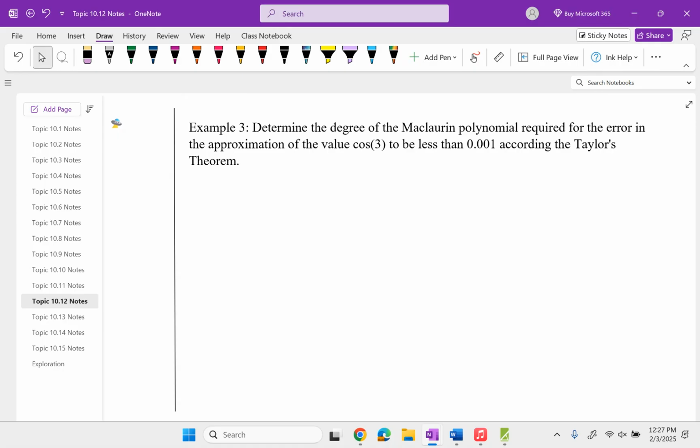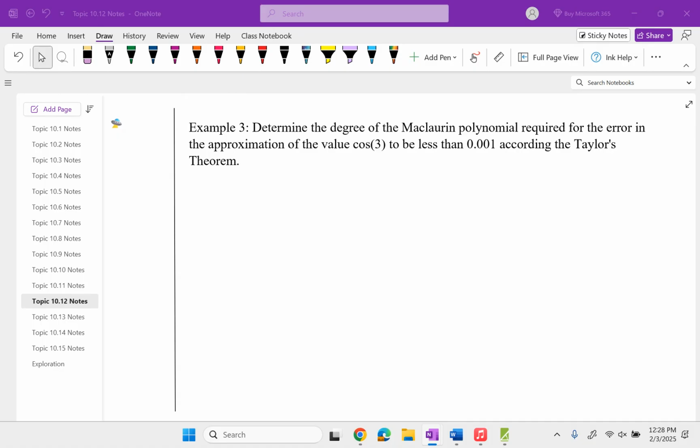Okay. Let's talk about the degree of the... So it says, determine the degree of the Maclaurin polynomial required for the error in the approximation of the value of cosine of 3 to be less than 0.001 according to Taylor's theorem. Okay. So, we're going to force the error to be something. Is what we're going to try to do this time. Okay? All right. So, let's start putting it into the formula.